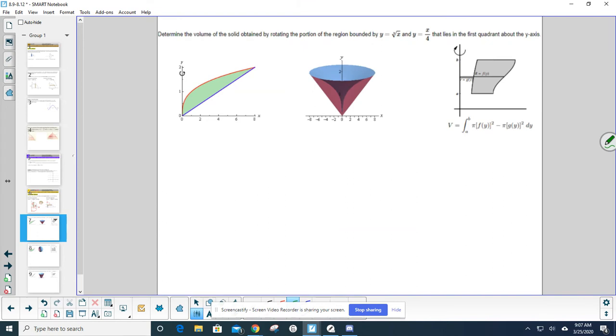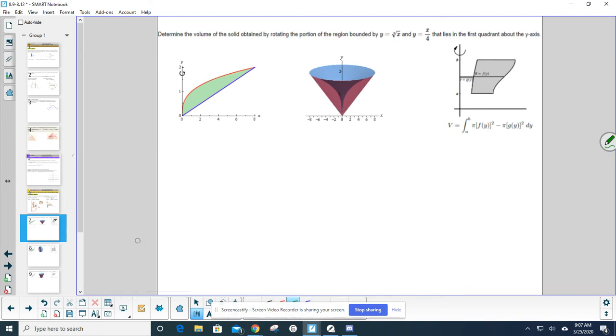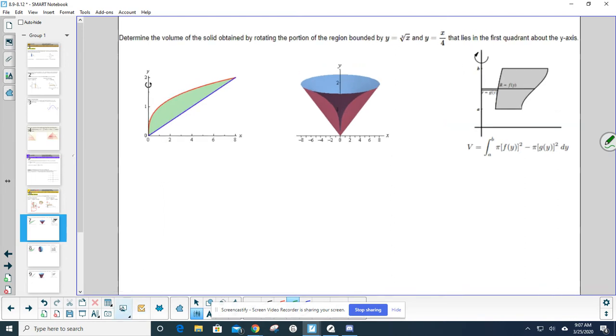The first problem we're going to look at, let me get it bigger on my screen. The one thing I will say I like about this better is I don't have anybody in the back of the room complaining that they can't see anymore.